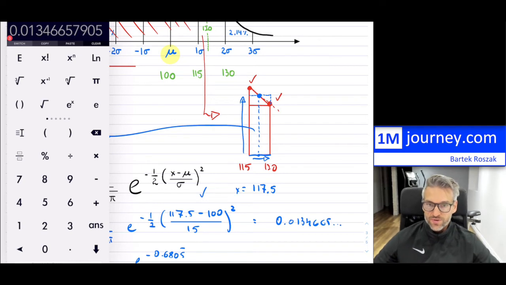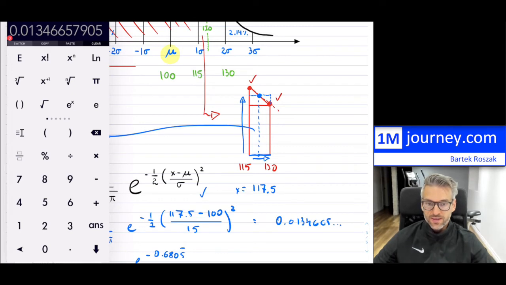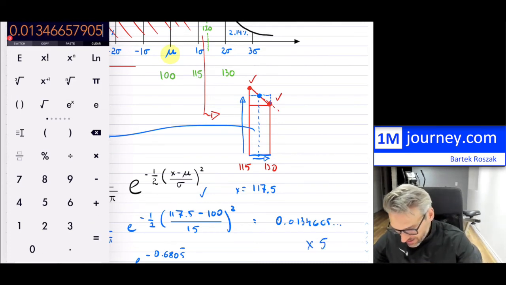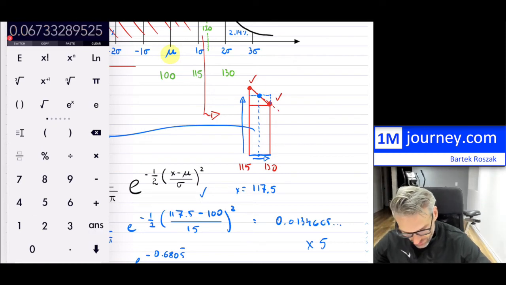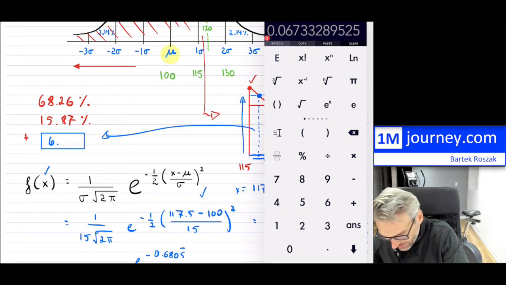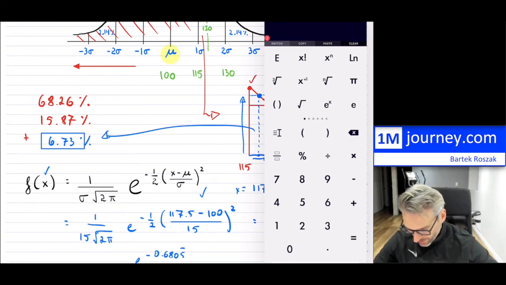All right, so here we go. Here's the midpoint, the y value, or the f at 117.5 value. Now if we take that and multiply it by 5, which is the base, it's going to give us approximately 6.73%. Again, because you're just approximating this, it's not going to be perfect, but it should be good enough to get a good sense of what the probability for this particular example would be.